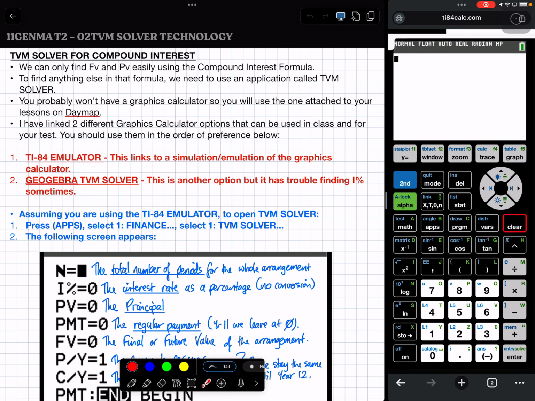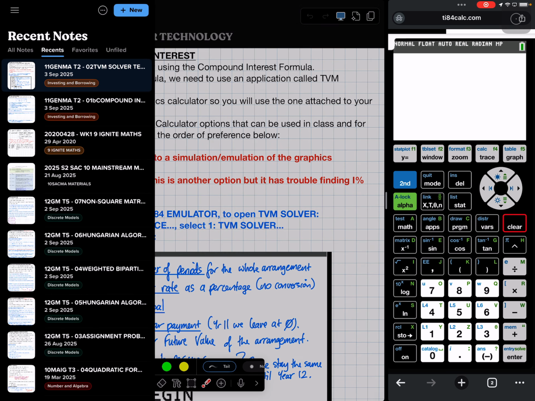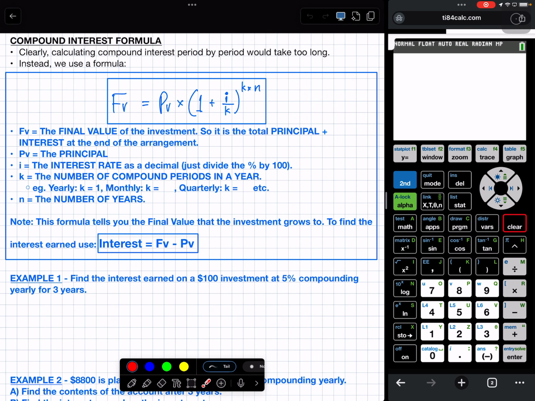Okay, you are going to be able to use TVM Solver for compound interest. You had this formula last week, which I taught to the mainstreamers yesterday. You had this formula here. That is fine for you guys finding FV and PV. But unless you do year 10 extension maths, you guys aren't going to be able to work out these numbers.